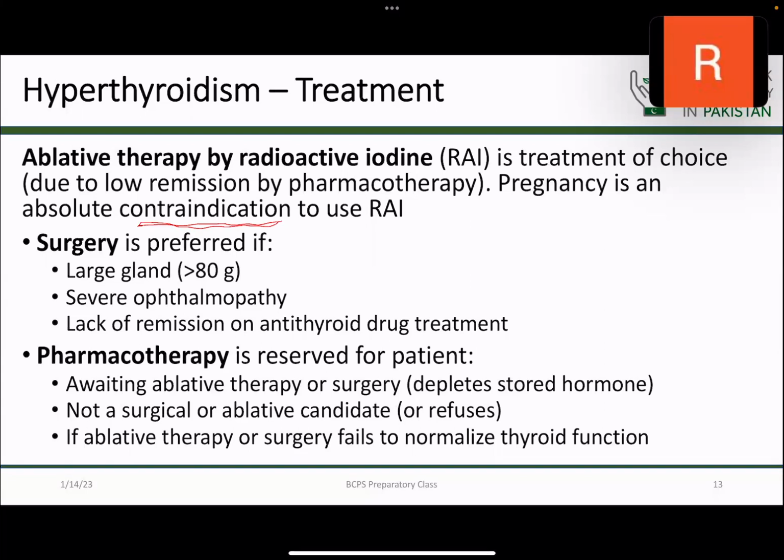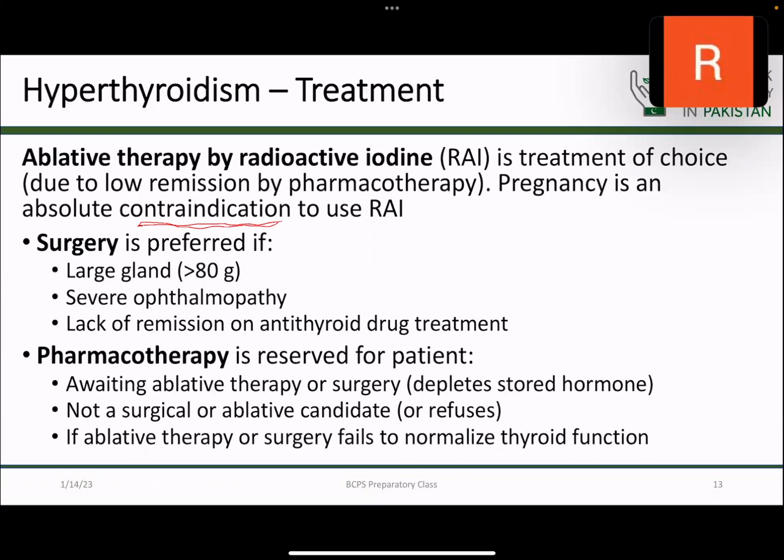Another option is surgery, that is preferred over ablative therapy if the volume and weight of the gland is more than 80 grams and there is severe ophthalmopathy or lack of remission on antithyroid drug treatment. So surgery is another option.